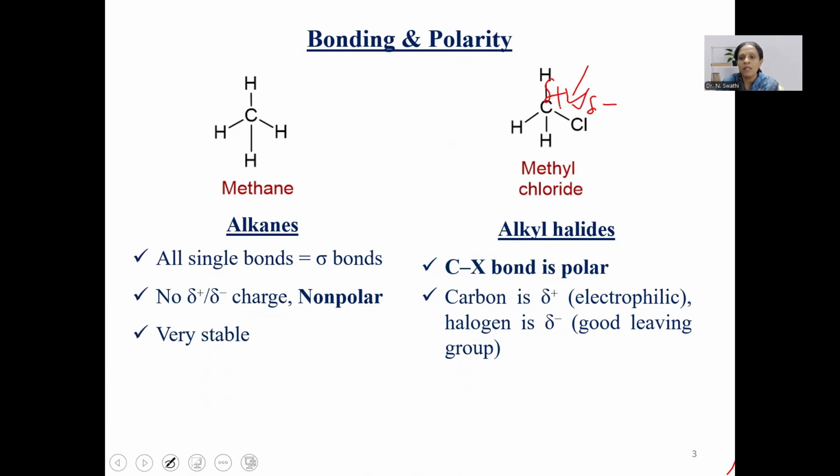Because the carbon has a partial positive charge, it creates an electrophilic center, while the halogen, due to high electronegativity, attains a partial negative charge and thus acts as a good leaving group. So the carbon-hydrogen bonds being non-polar, alkanes are very stable, while in alkyl halides the carbon-halogen bond is polar, creating an electrophilic carbon in the structure. This bonding difference is the reason why these molecules act differently.